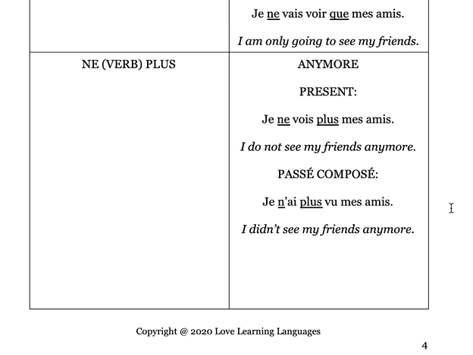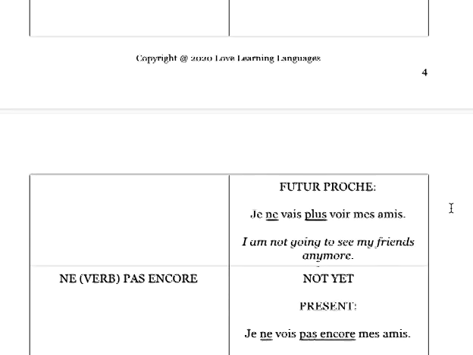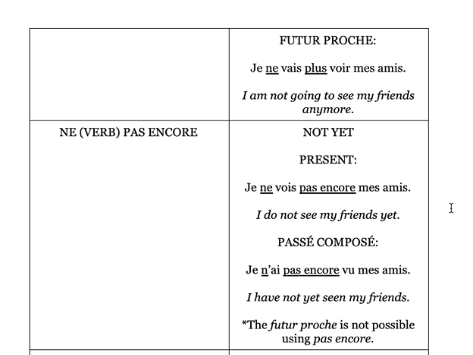So ne going before your helping verb, avoir. Plus going after it. And why? Because that is the conjugated verb. And here we have our little ne plus sandwich with the e in the middle, okay? Voilà, I didn't see my friends anymore. Future proche, let's not forget, je ne vais plus voir mes amis. Regular order, ne before vais, plus comes after it, with your infinitive coming later. I am not going to see my friends anymore.